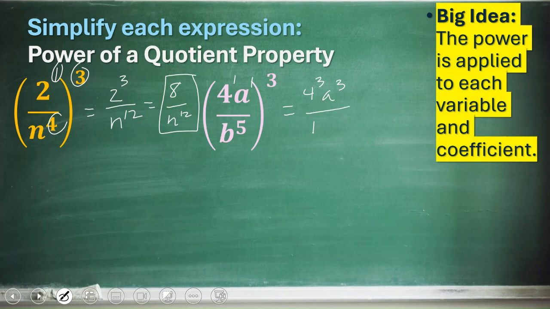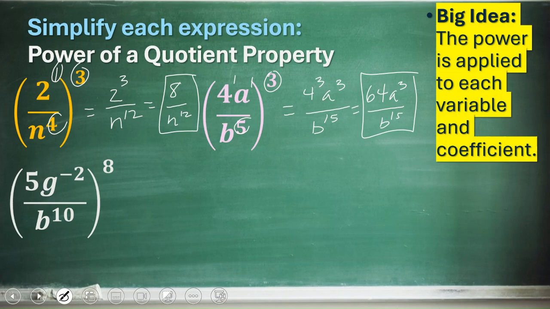And then in the denominator, we have b to the power of 5 to the power of 3, which means that we multiply the 5 and 3 together to get 15. Now, again, 4 to the 3 is a relatively small number, so I want to simplify that even farther. So this becomes 64a to the power of 3, or a cubed, divided by b to the 15th. And that is our simplified fraction.